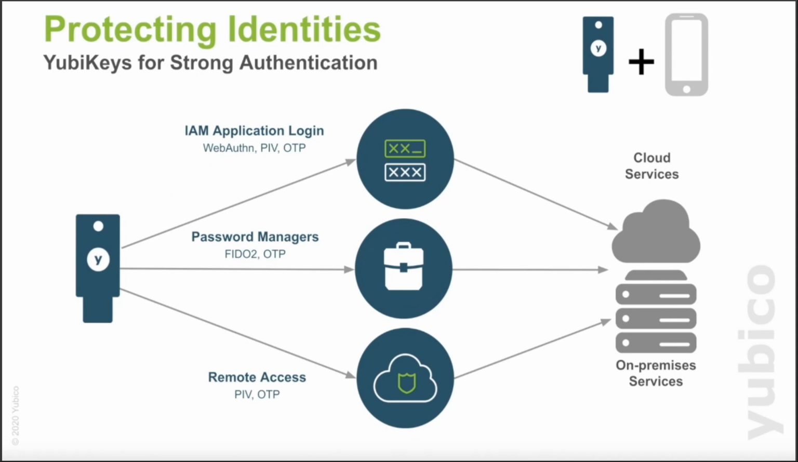So here you can see some of the protocols that are matched with these use cases. WebAuthn, PIV, and OTP are pretty popular for application login. Password managers, it's FIDO2 and OTP, and remote access is PIV and OTP, or one-time passwords. And what's nice is that the YubiKey gives the user, or their identity, a consistent experience across applications, whether they're logging into a web app, or they're opening up a password manager, or they're trying to get to on-premise resources.